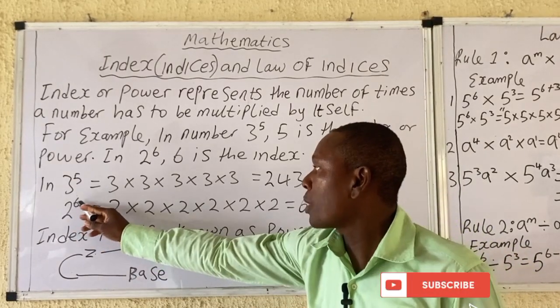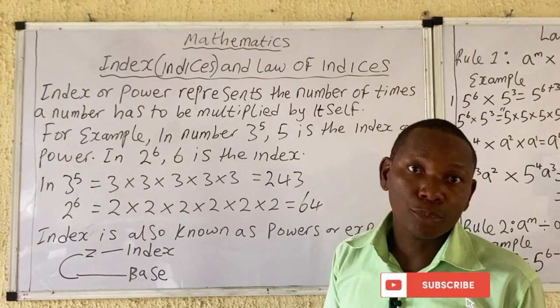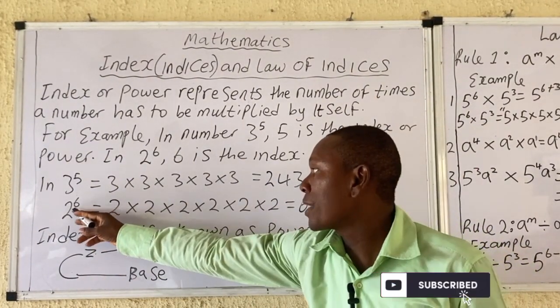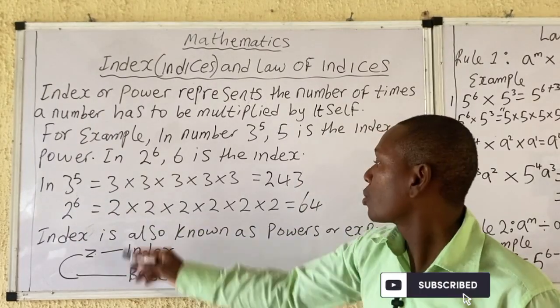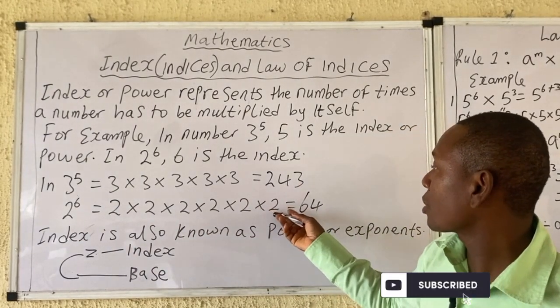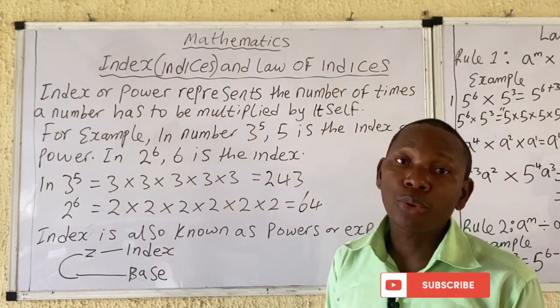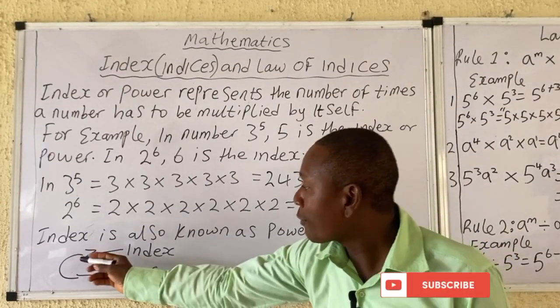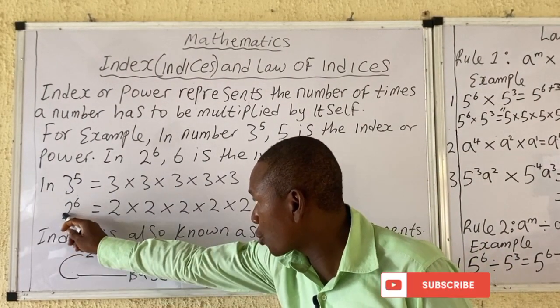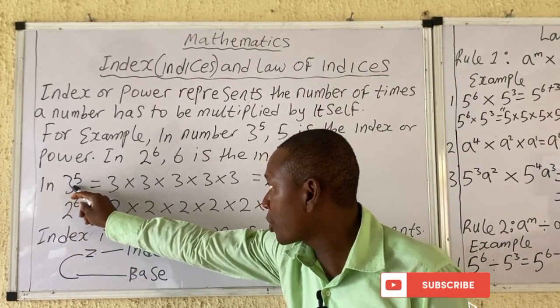Now, 2 raised to the power 6 is another number. In this case, 2 is multiplied by itself how many times? 6 times. 2 times 2 times 2 times 2 times 2 times 2, which is 64. So, in index, we have the base, which is the 2 here. 2 here is regarded as the base. 3 here is regarded as the base.